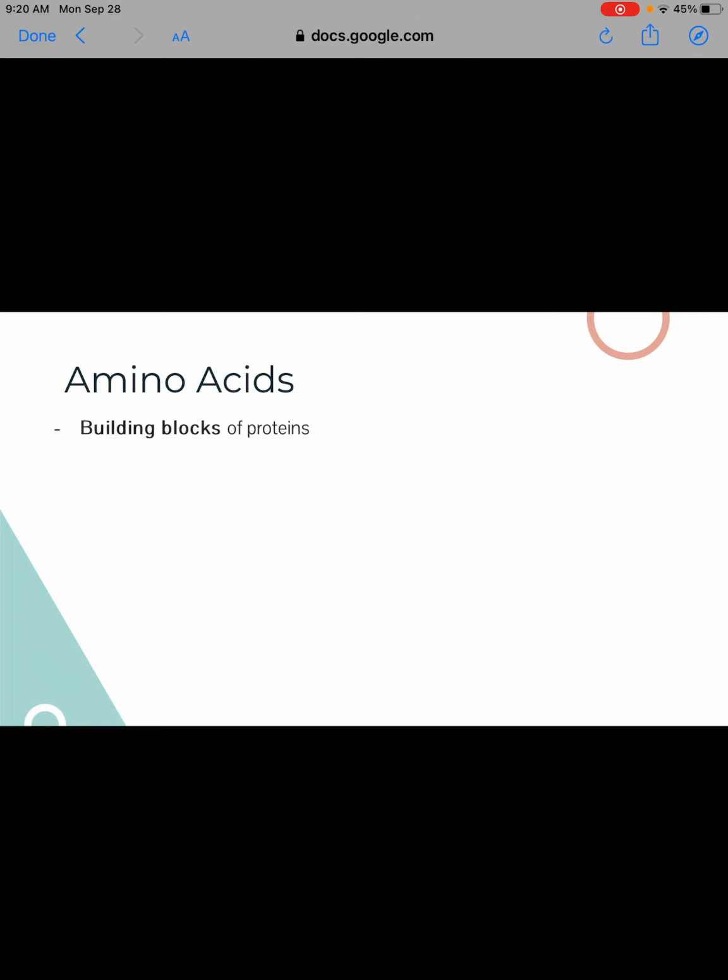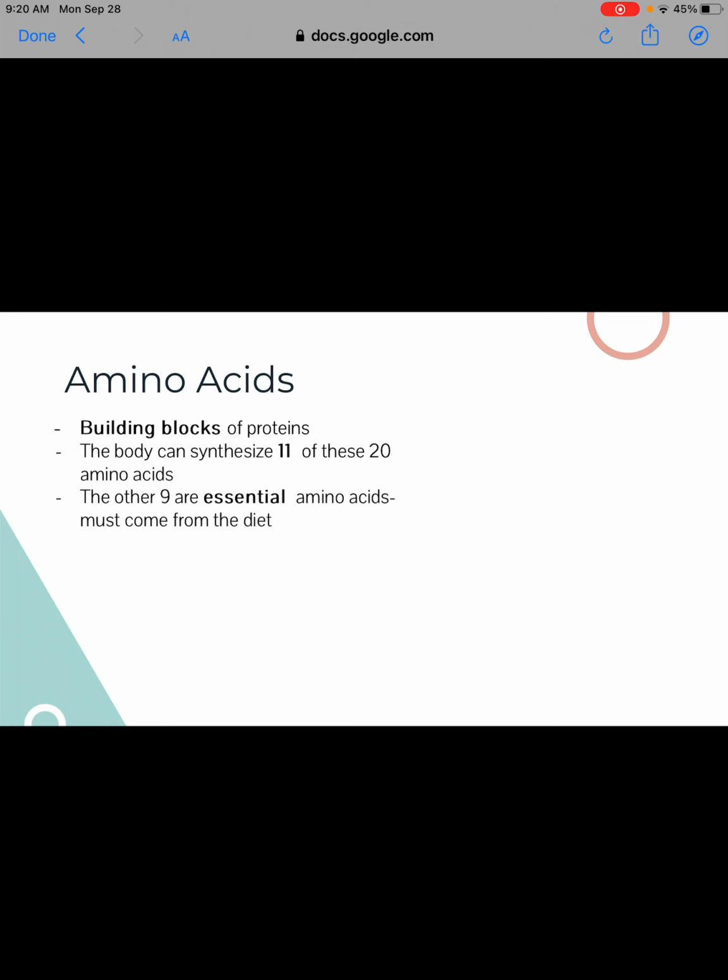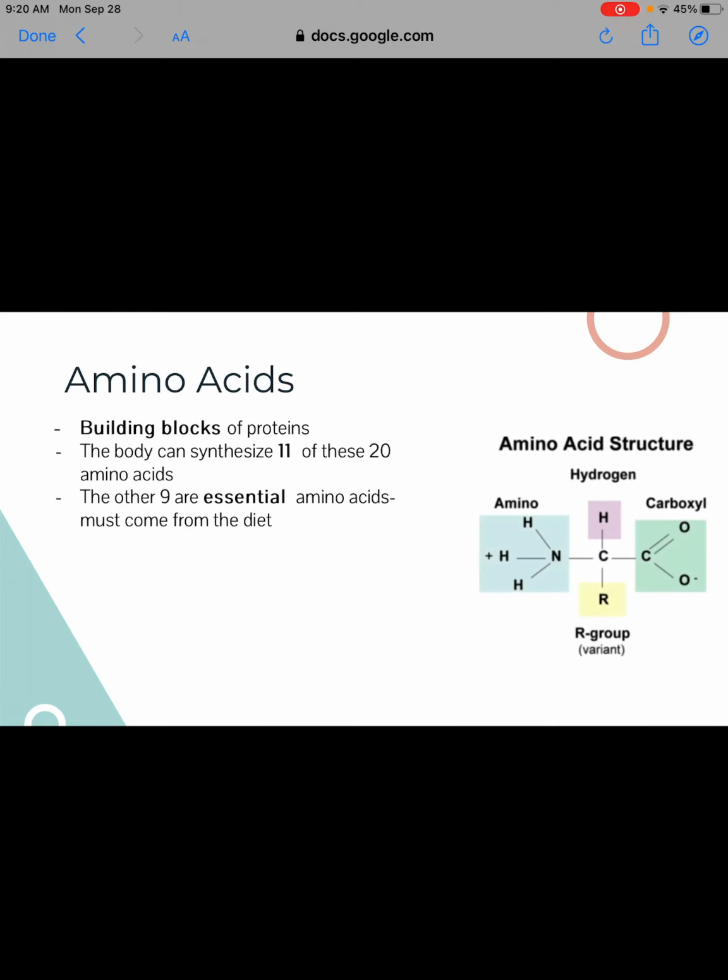So the smallest form that you can get in proteins is called amino acids. They are the building blocks of our proteins. They build up proteins. As you build an amino acid, you make a specific protein. Proteins are found all throughout our body, so they're super important. Our body can make or synthesize 11 of the 20 amino acids that are out there. So there's only 20, so there's lots of different combinations. There are the other 9 that are essential that we don't make. So we have to make sure to eat a balanced diet because we need to make sure that we're getting those amino acids from our diet. This picture right here just shows a general structure of an amino acid. You don't need to know it, but it's just kind of interesting.